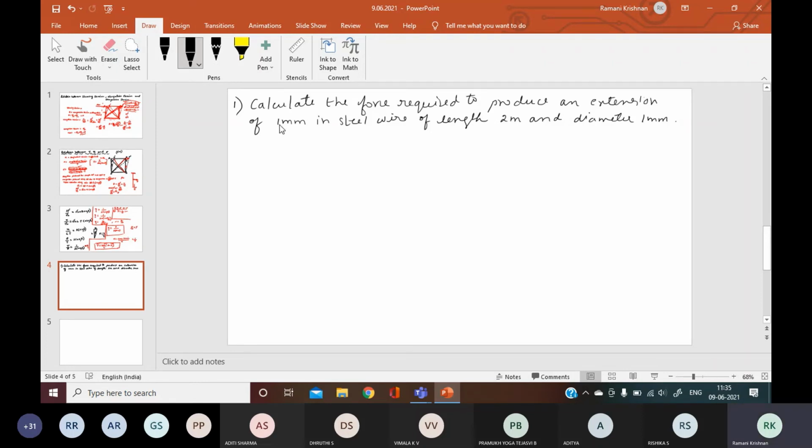Calculate the force required to produce an extension of 1 millimeter in a steel wire of length 2 meter and diameter 1 millimeter. All constants will be given. Given the Young's modulus of the material is 2 into 10 power 11 Newton per meter square.